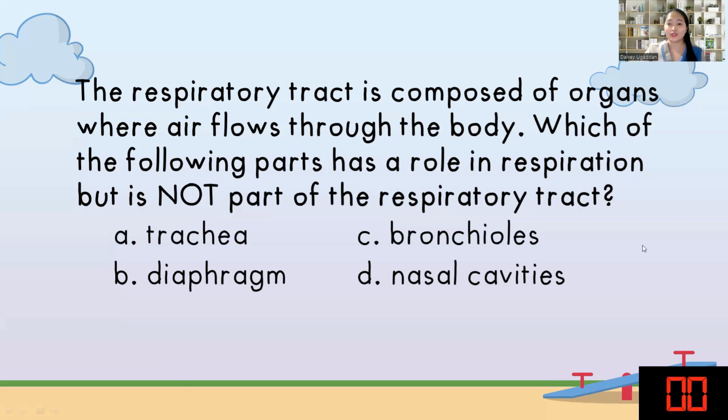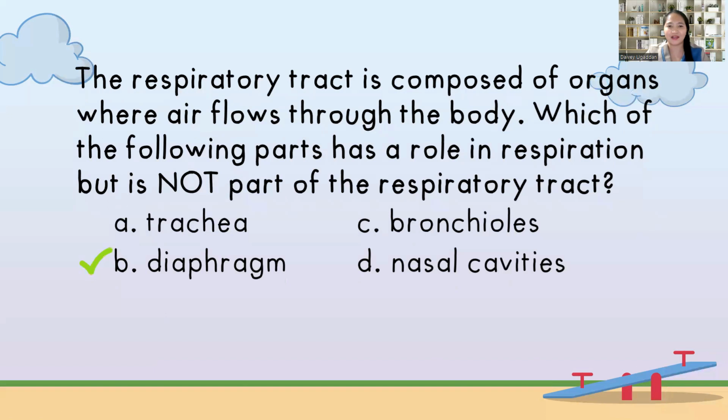Okay, so let's do elimination method. Trachea, bronchioles, and nasal cavities are all part of the respiratory tract, meaning the air flows into this part directly. However, the diaphragm is a muscle which helps in the respiration process, which helps in the breathing process, but the air does not directly flow into this. So the correct answer to this one is letter B, diaphragm.